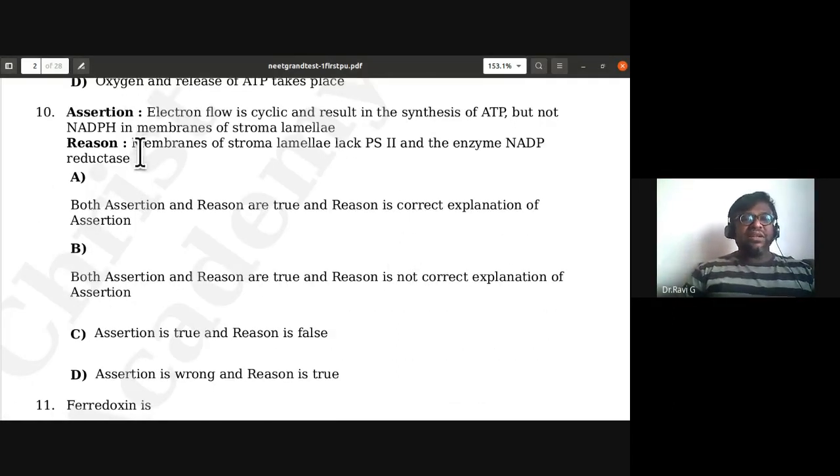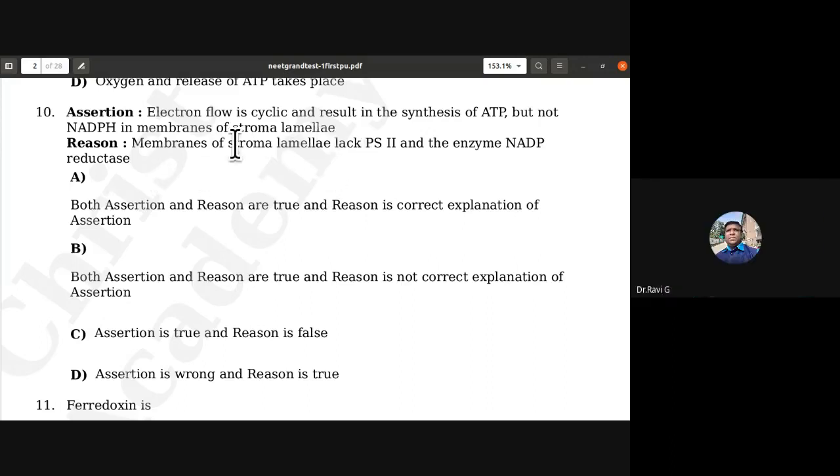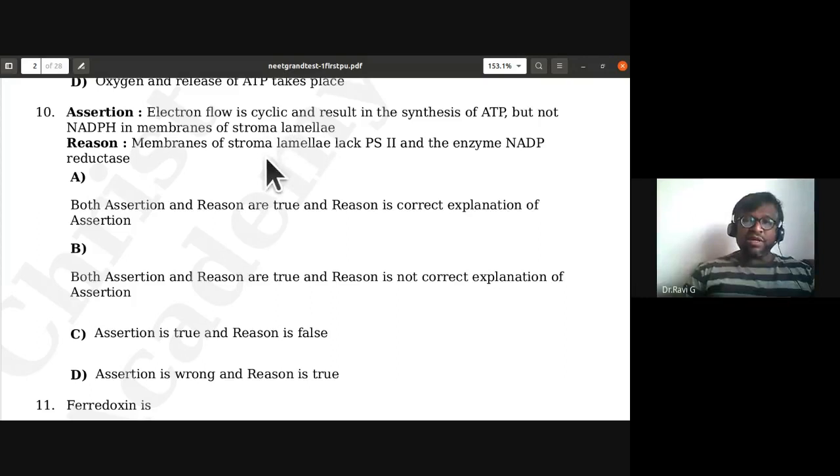The 10th question is an assertion and reason question. Assertion: electron flow is cyclic and results in the synthesis of ATP, but not NADPH, in membranes of stroma lamellae. Reason: the membrane of stroma lamellae, or you can also call it stroma thylakoids, lacks photosystem 2 and the enzyme NADP reductase. As all of you have said correctly, both assertion and reason are true, and the reason is the correct explanation of the assertion.